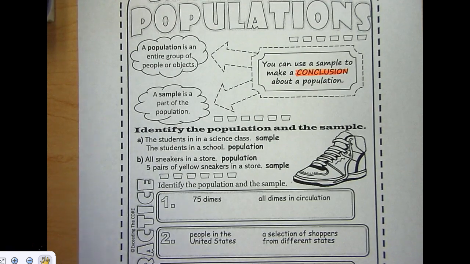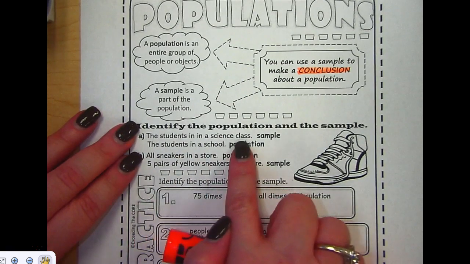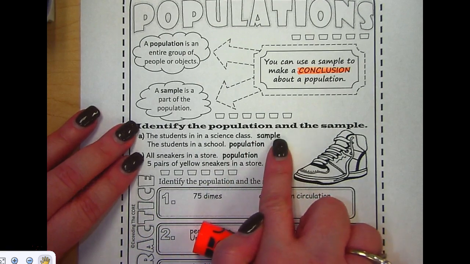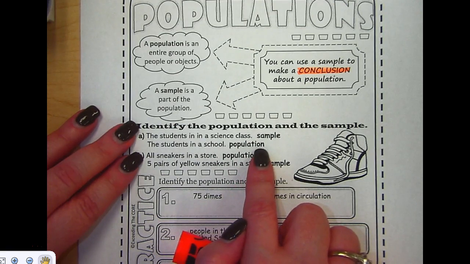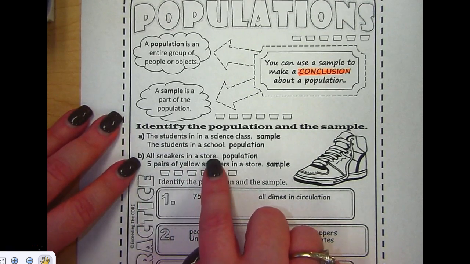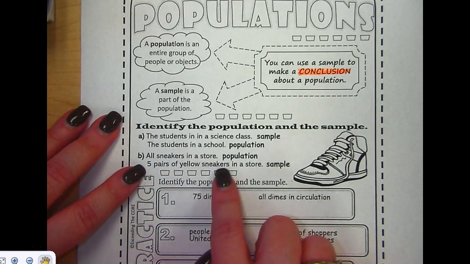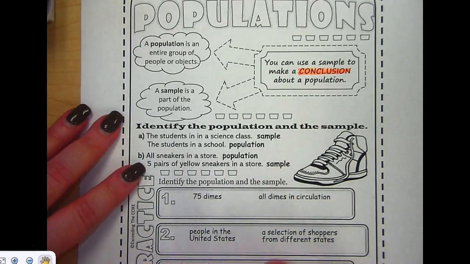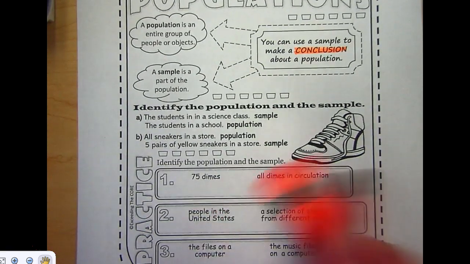Okay? So identify the population and the sample. So here's 2 examples. The students in a science class would be a sample. The population would be all of the students in a school. Here, all the sneakers in a store, the whole group is the population. 5 pairs of yellow sneakers in a store would be a sample. So you've got to be able to pick out which one's the entire population and which one is a sample.